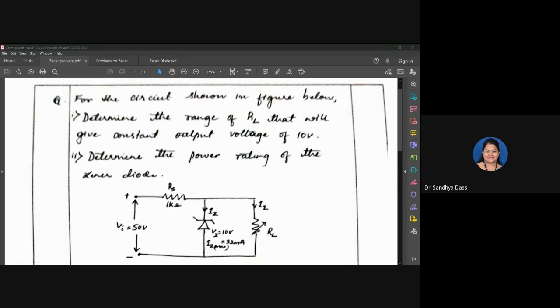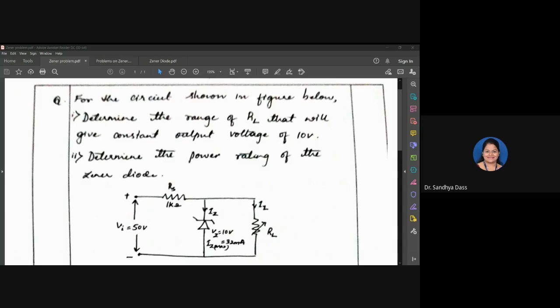Now first understand what is asked and how do we proceed. We need to find the range of RL, right? We have to find the minimum and maximum value of RL, the load resistance. So how do we proceed? Do we know IL there? Let me give the hint. IZ is given. Do we know IL? Please answer me. IL is not given.